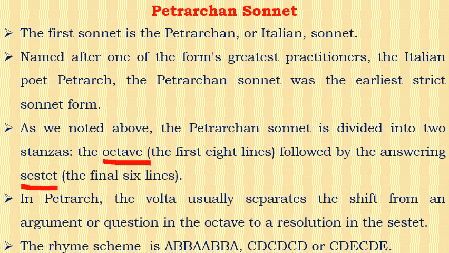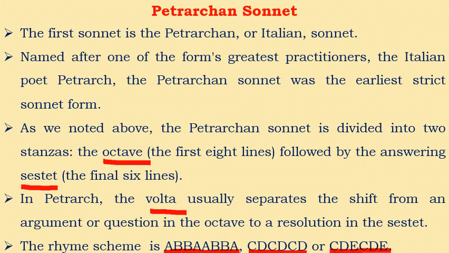And the noted thing is volta. Volta is nothing but a shift in the thought. The shift occurs from an argument or a question in the octave to a resolution in the sestet. So before the sestet you can find the volta there, and the important thing is the rhyming scheme. The rhyming scheme is A B B A, A B B A for the octave, and C D C D C D, or it can be C D E for the sestet.